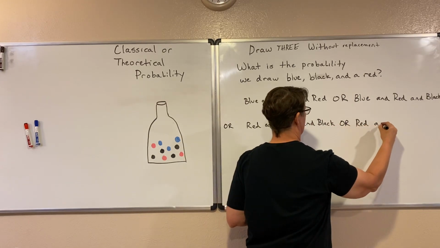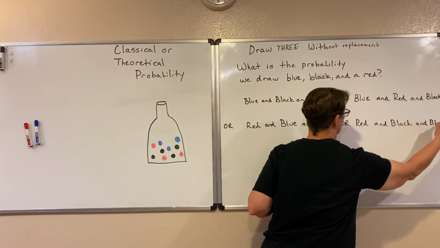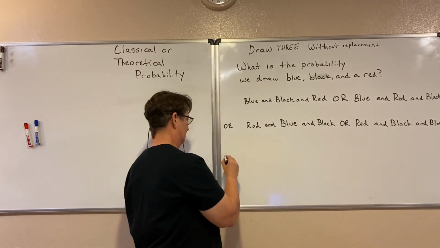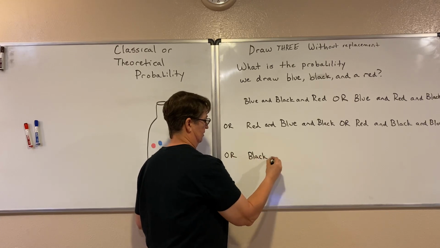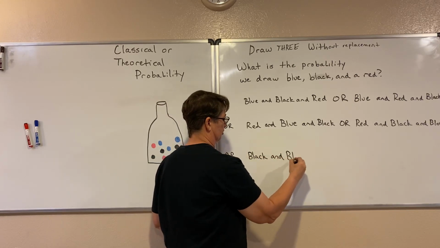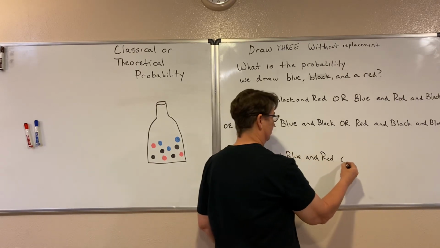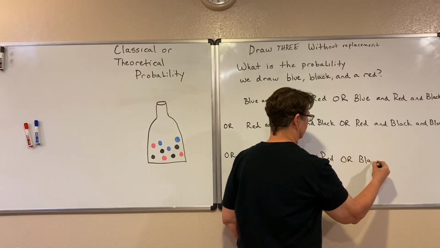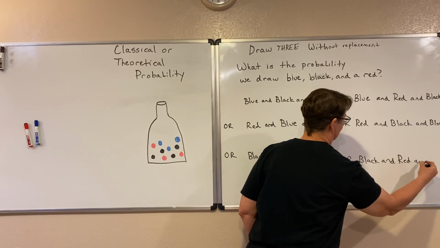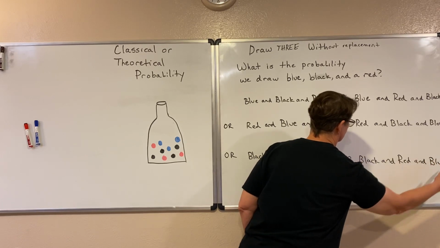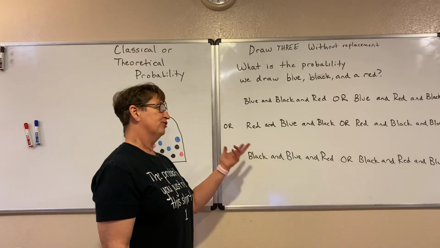So red and black and blue. But that's not all, because I could also get the black first, and then get the blue, and then get the red. Or I could get the black first, and then the red, and then the blue. I think finally I've gotten down all the different ways to do it.